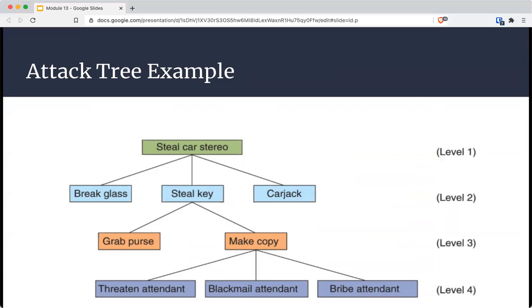There you go. We grab the purse of the person who has it, or the wallet, or the keychain, or make a copy of it. If you noticed this week, I put out an article about being able to copy a Tesla fob. So if you have a Tesla, that could be a vulnerability. And that could be done by bribing the attendant, blackmailing the attendant, threatening the attendant, or actually copying the key itself.